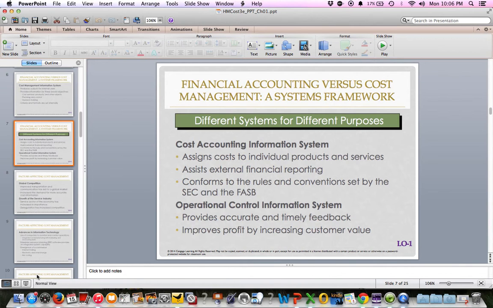So obviously, different systems would have to exist for different purposes. A cost accounting system assigns costs to individual products and services. So basically, what does it cost us to deliver our product, to deliver our service to our customers, and how do we price it accordingly? It's definitely used to help with external reporting, so that's a part of it too. But it's very different systems for different purposes. So just know that we've got cost accounting on the management reporting side, and we've got financial accounting, which has to conform with certain specific rules.